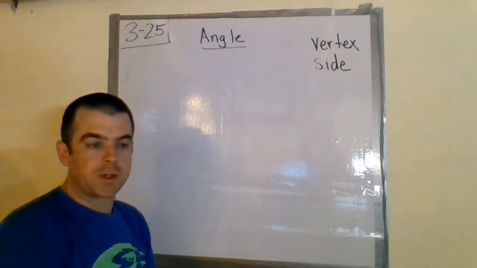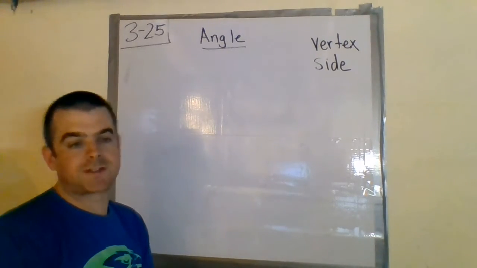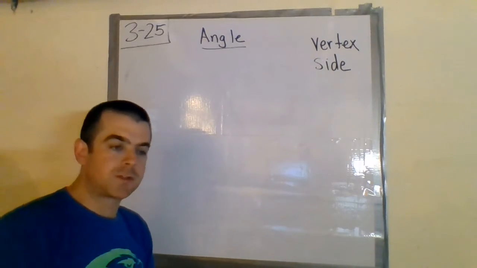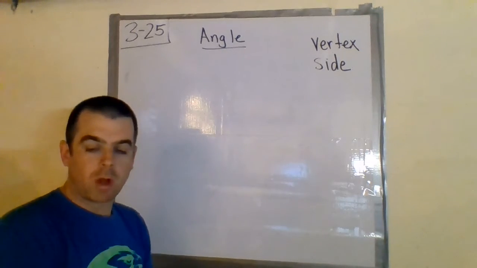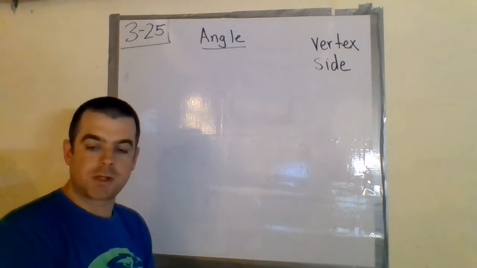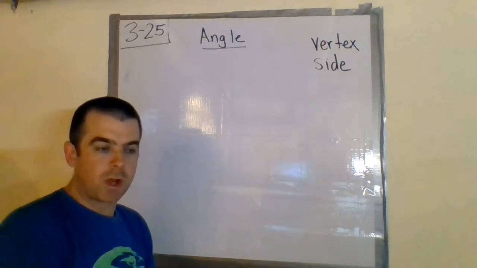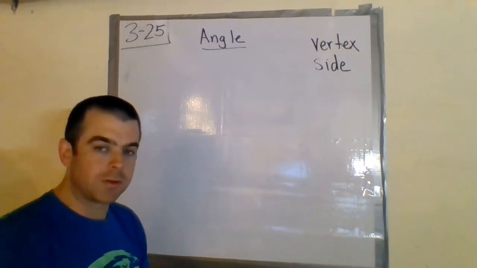Last math video I sent out, we talked about vertex, vertices, sides, triangles, rectangles, squares, circles, and you walked around your house looking for those shapes around you. Today we're going to introduce a new idea, and we're going to talk about angles.